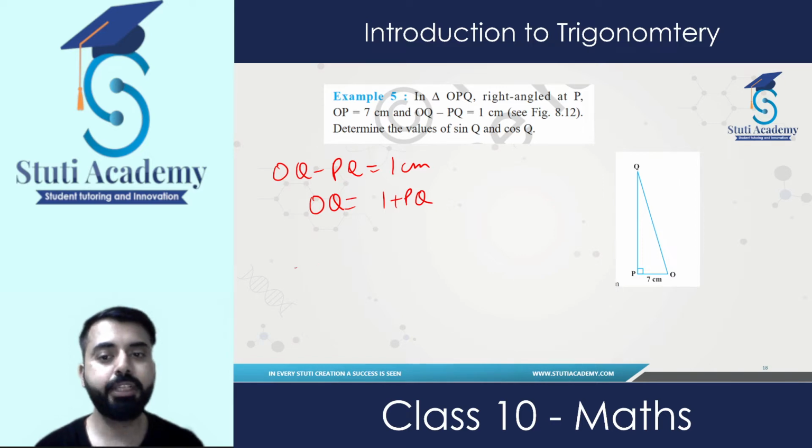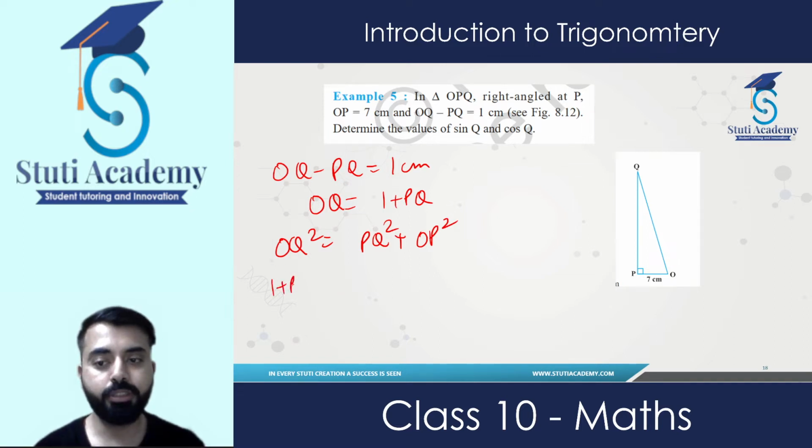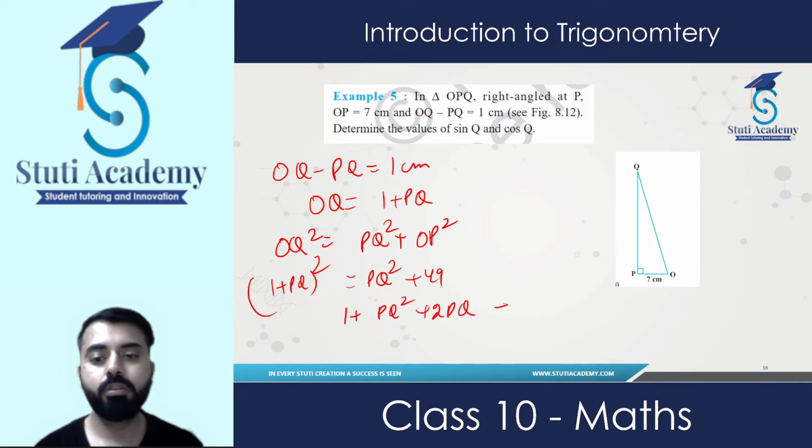I know this is the right angle triangle, so you have OQ square equals PQ square plus OP square, right? Now I know OQ is 1 plus PQ. Square of this equals PQ square plus 49. So if I solve this, I will be having (1 plus PQ) square, that is 1 plus 2PQ plus PQ square, equals 49 plus PQ square, right?